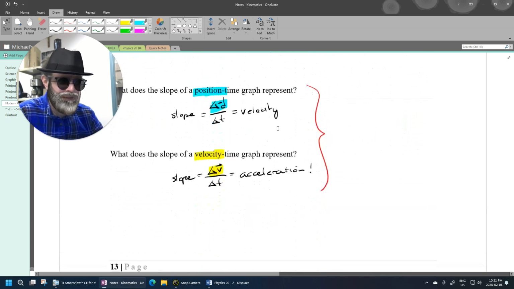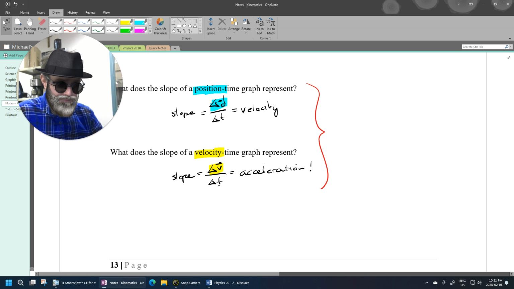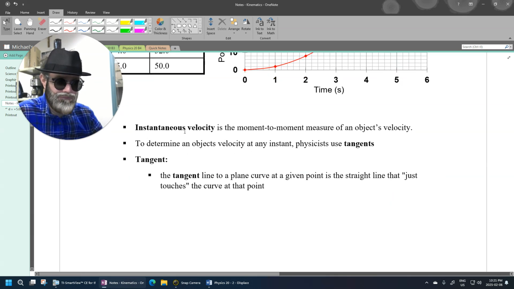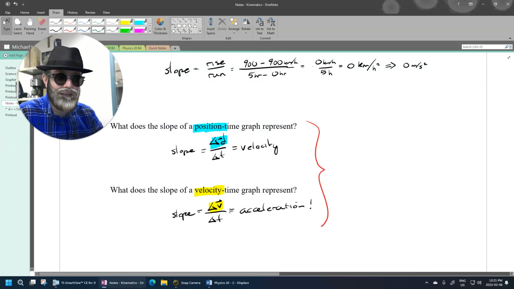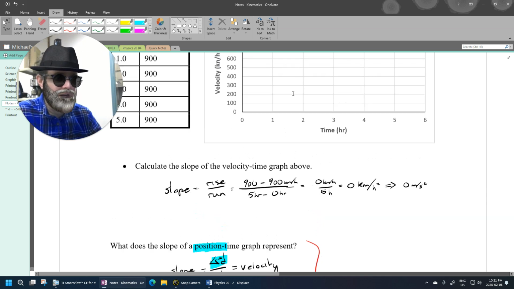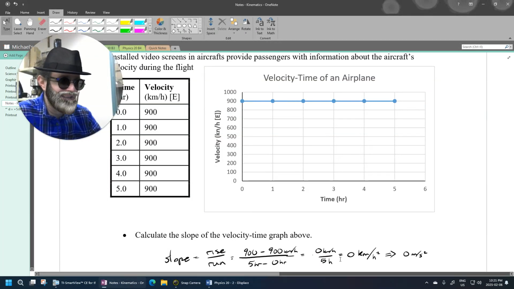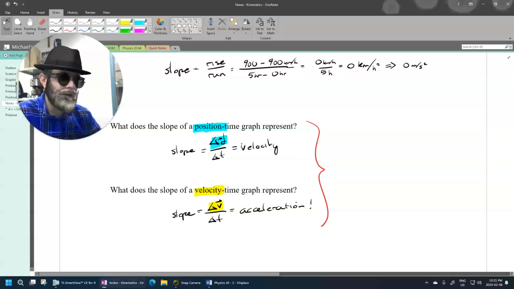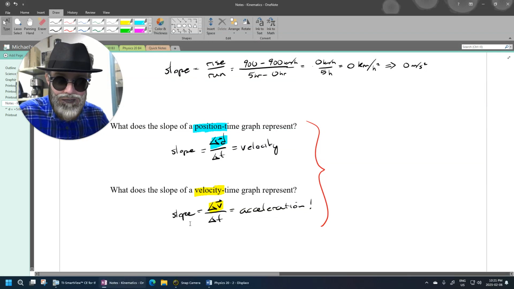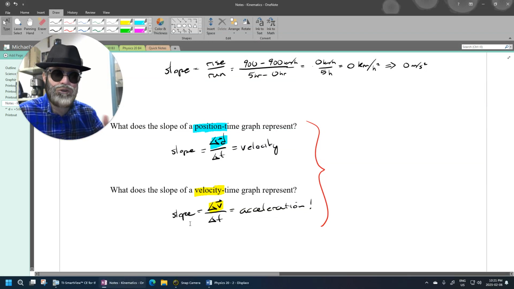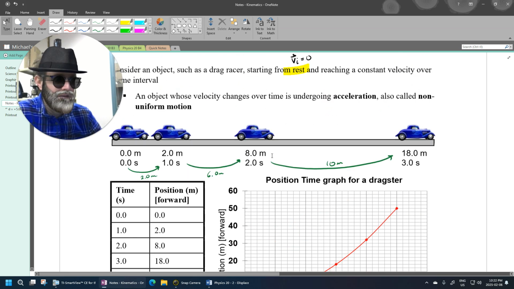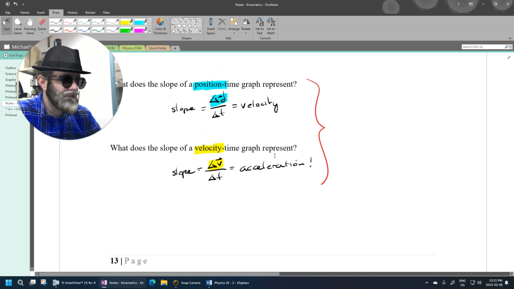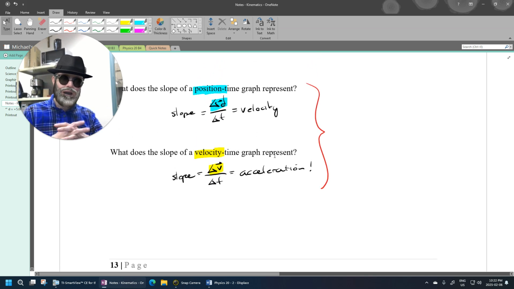So if I go back here, to find the acceleration of the object, the goal is eventually to find the acceleration. I'm going to need to find out what the velocity time graph looks like and find the slope of that. Because the slope of a velocity time graph is the acceleration of that object. So I have to find the velocity time graph. But to find the velocity time graph, I have to create it, because right now I have a position time graph.